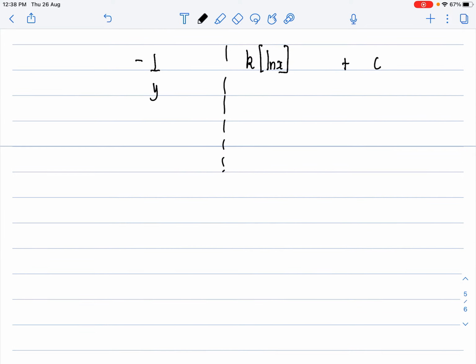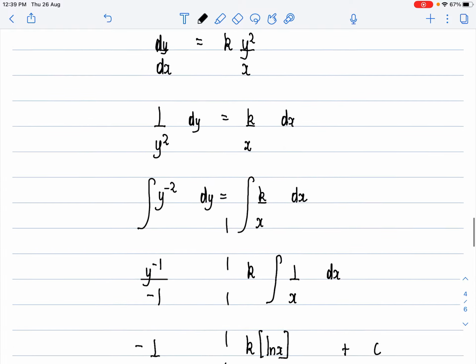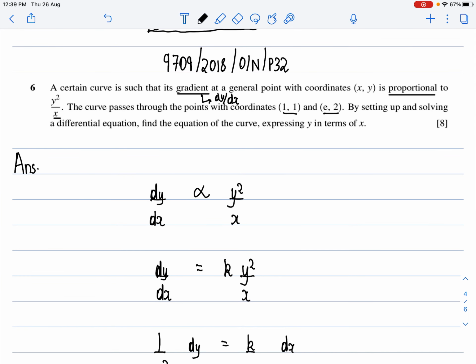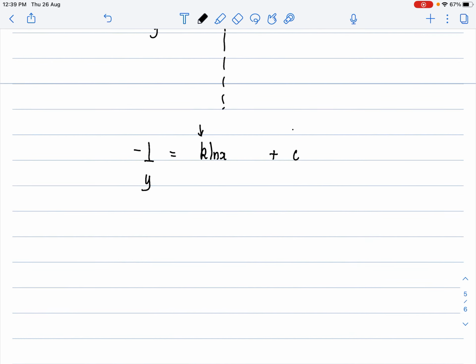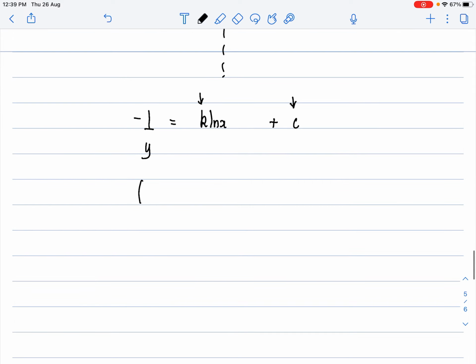So now I can write this simply as minus 1 over y, which is equal to k ln x plus c. Correct? Now I have this set of coordinates, 1 comma 1 and e comma 2, which will be needed to express y in terms of x, because first we need to obtain the value of k and c. So the coordinates I have are 1 comma 1 and e comma 2. Obviously this is my x, this is my y, this is also my x, and this is my y.